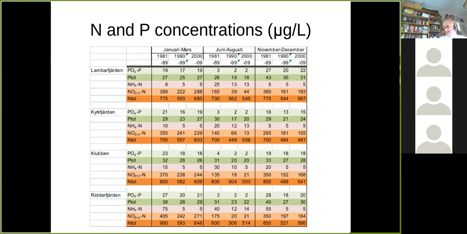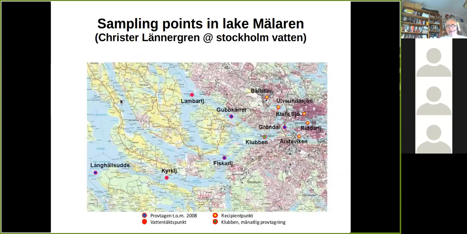Well, maybe you don't know where this Lambarfjärden is, but it is somewhere. We can have a look at Lambarfjärden. It's up here. So it doesn't seem to be a particularly strange place. It's just a part of the lake here, sampling.